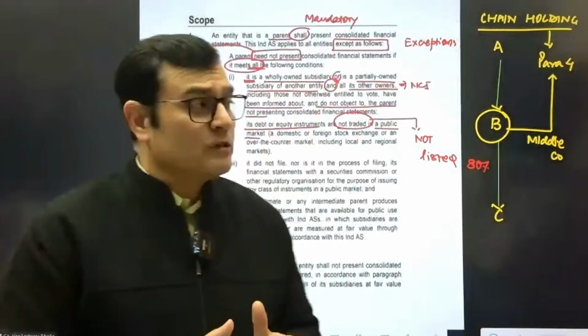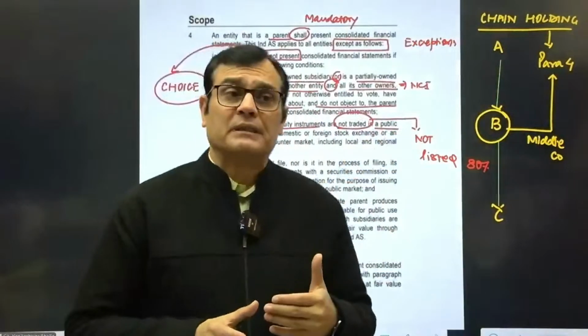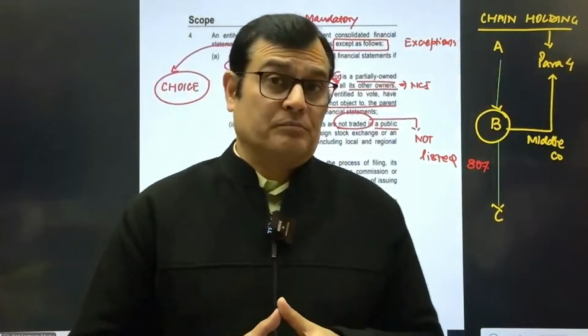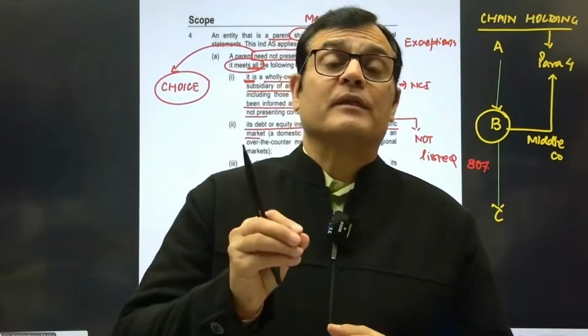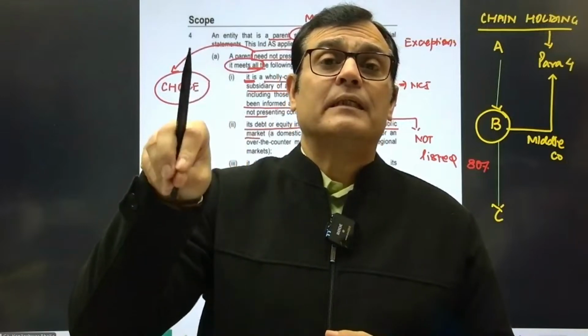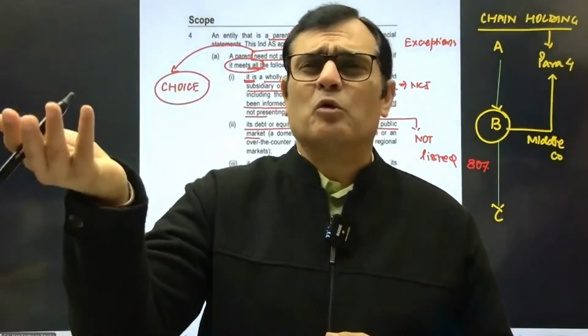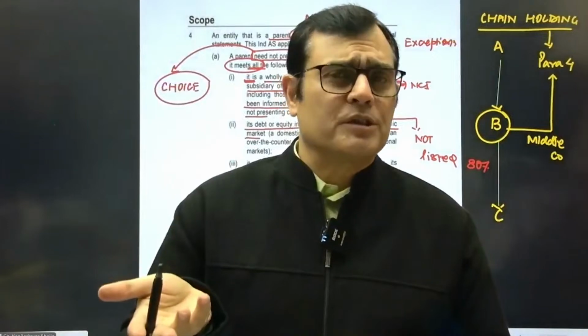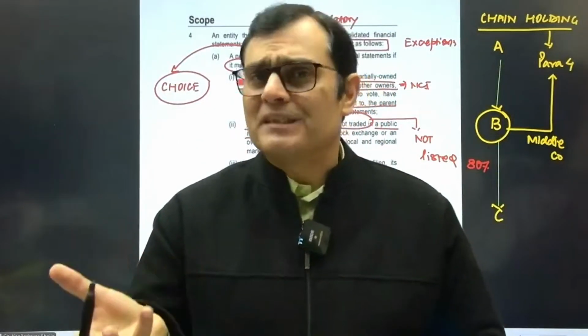You know, we are more worried about the fact that if B is a listed company, I would never give him an exemption. Because in this particular case, the idea is that if B is an unlisted company, we're still okay with the fact that consolidation is not done, because public stake is missing.